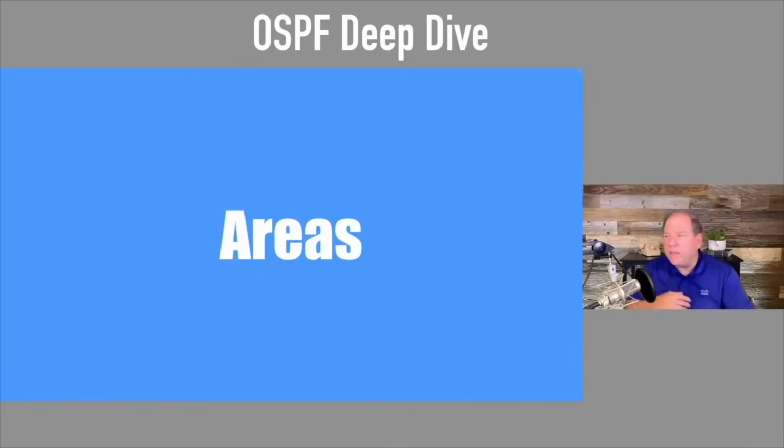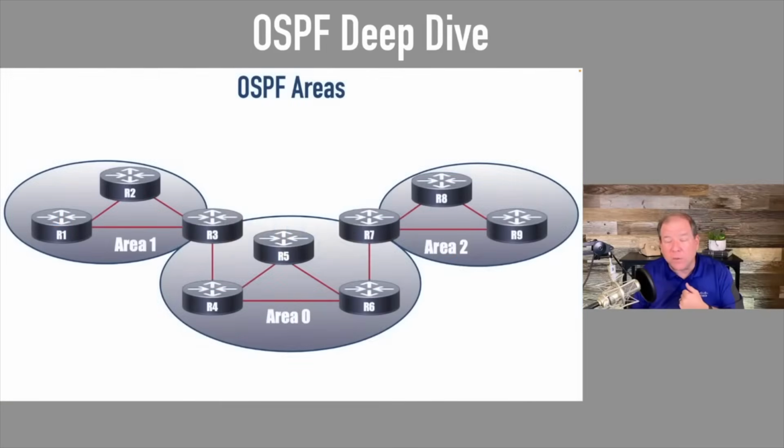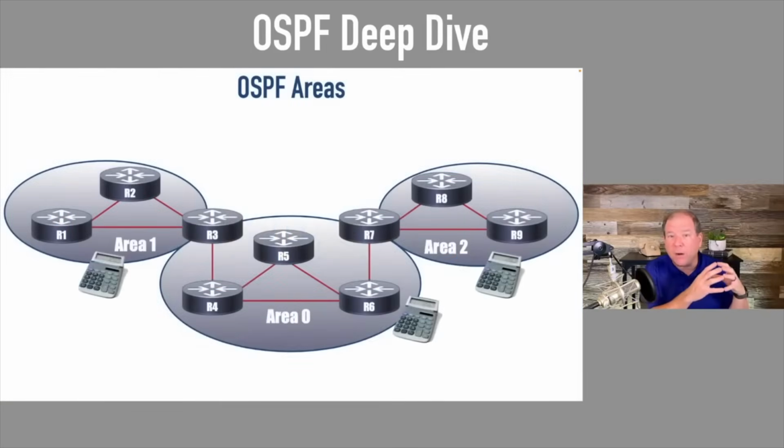I said that we could take a topology and chunk it down into different areas. And each of these areas would have their own map. It would be a map just of their area. It wouldn't be a map of everything. And when we ran the Dijkstra algorithm, we would just be doing it on our area.